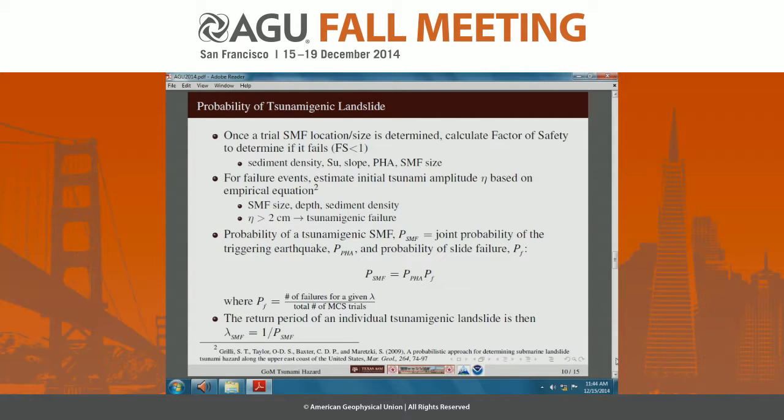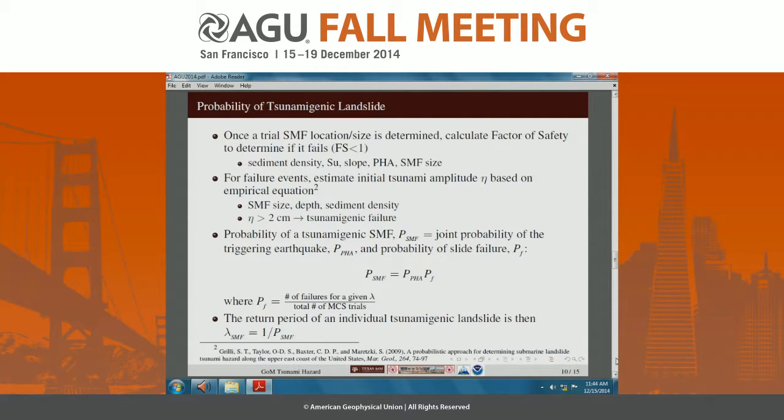And then since it is impossible or computationally prohibitive to numerically model each of these separate events, because we're dealing with approximately 1 million results from our MCS method, we estimate the initial tsunami amplitude eta based on a semi-empirical equation to determine which ones are going to produce the tsunami amplitude that could be hazardous. And this depends on the SMF size, depth, and sediment density.